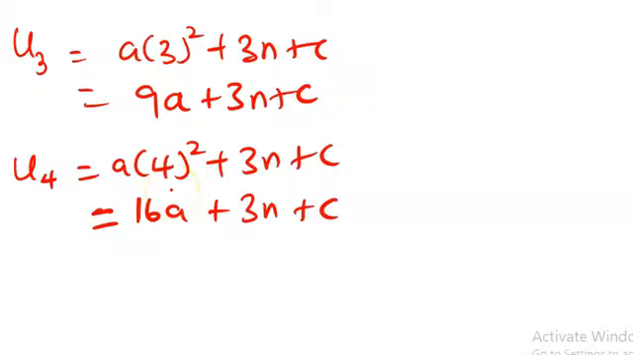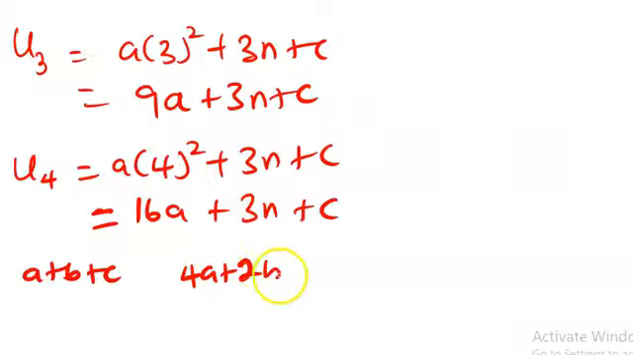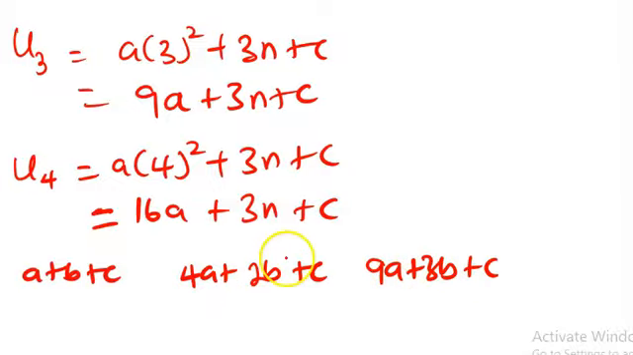Okay, so let's see the general pattern for a quadratic number pattern. You start with a plus b plus c, that is the first term. The second term will be 4a plus 2b plus c. The third term will be 9a plus 3b plus c. And then the last one, which is 16a plus 4b plus c. So this is the general pattern of a quadratic number pattern.